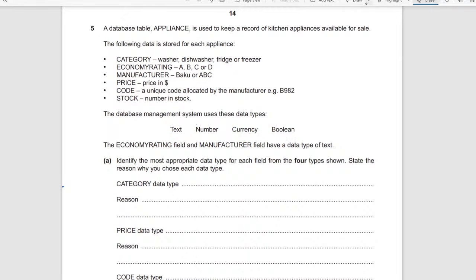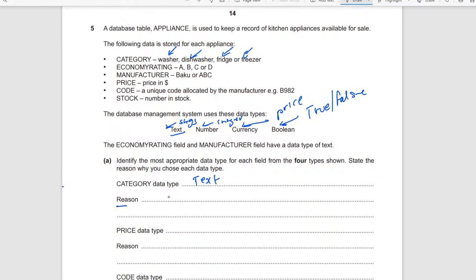So boolean is true or false. Then currency, anything related to price or money. Numbers is only integers, and then text is only strings. So let's see, category data type. What data type do you need for a category? You can see they are all written in text, so of course you need text. The reason would be that all data is in text, or you could write strings.